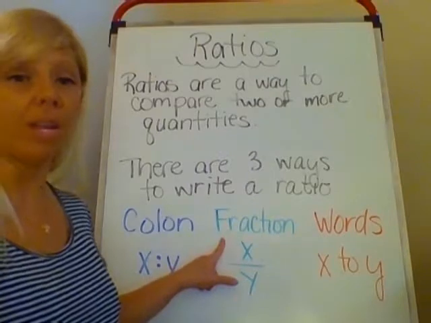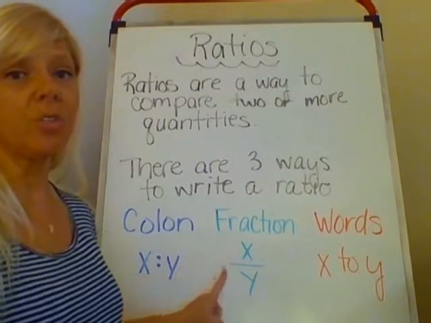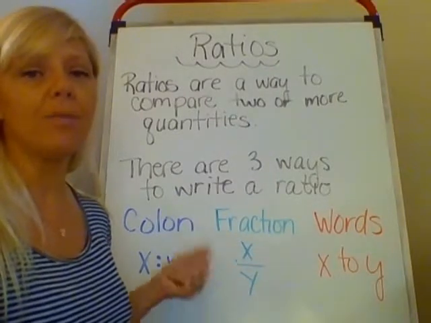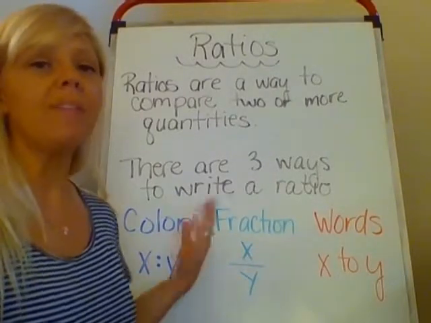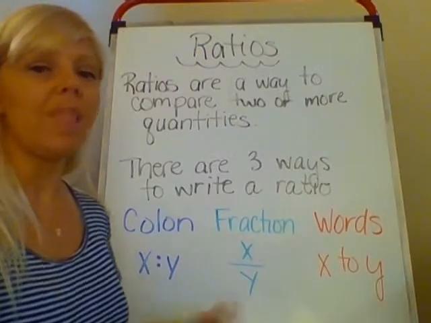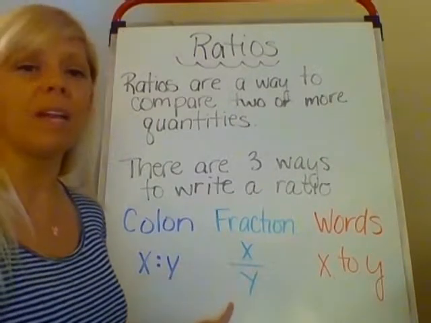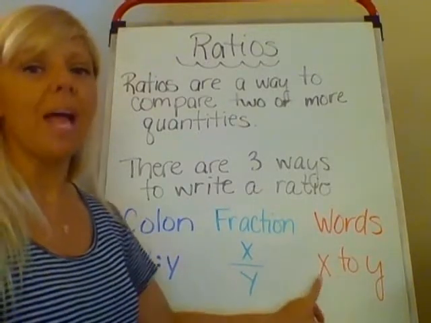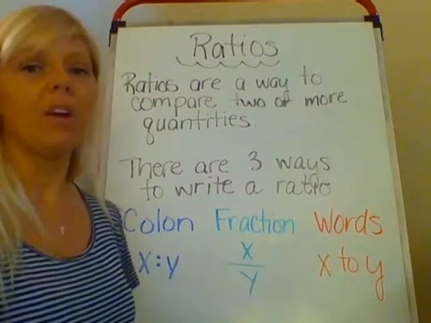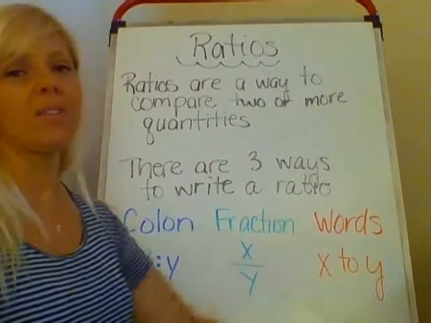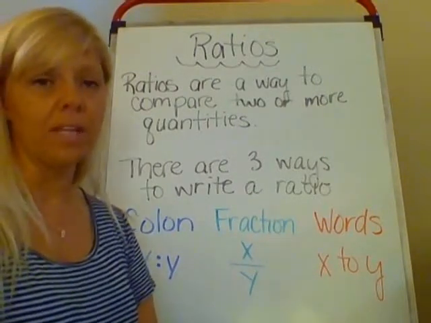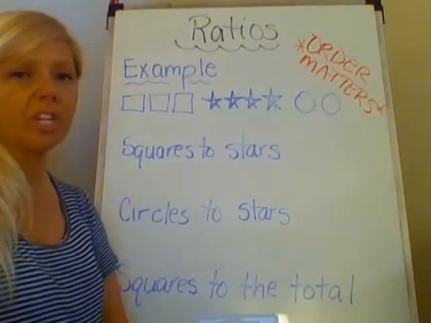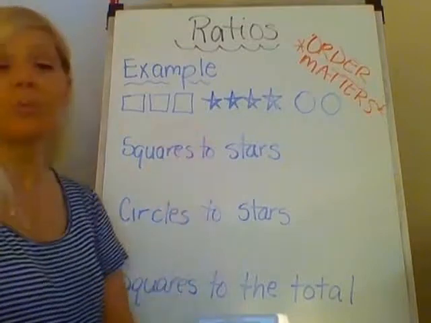We also see it written as a fraction, X over Y. So same thing, think of a fraction. If I have 3/4 of a pie, that means I have 3 out of 4 pieces, and that's a ratio. So we can write it as a fraction. The other way is just with plain old words, the word "to". So X to Y, where X is one number and Y is another number for a quantity that we are using.